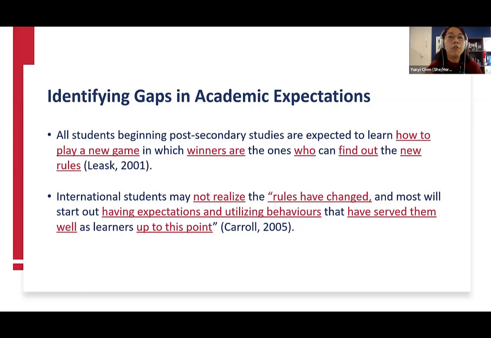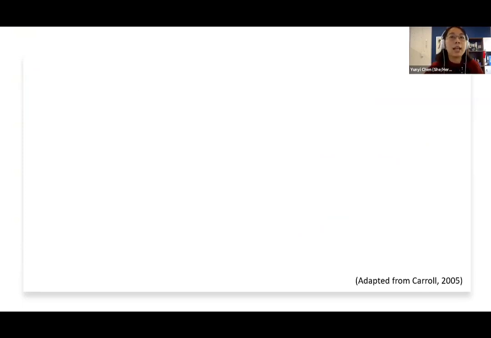But in general, I feel very related to this research that most international students, like I did, will start out having expectations and using behaviors that have served them well as learners up to this point. And their expectations and behaviors oftentimes don't align with what is expected of them in a new context because of the different cultural, educational, and linguistic backgrounds they come from. So therefore, I would like to also offer some more specific examples of the gaps in our expectations.